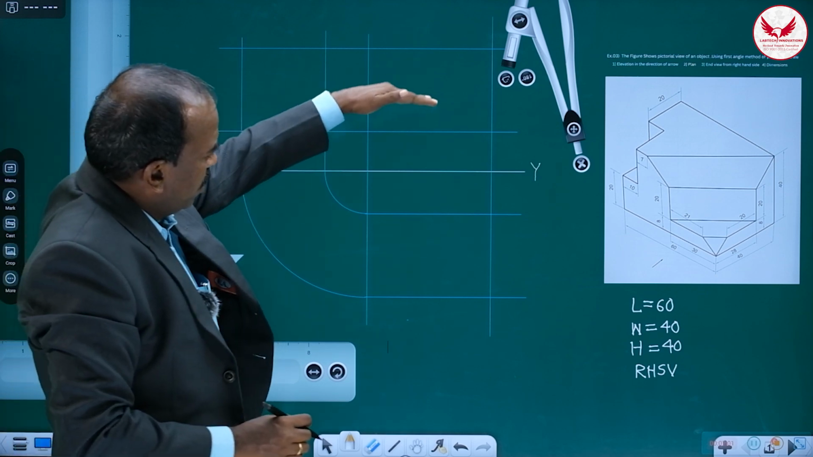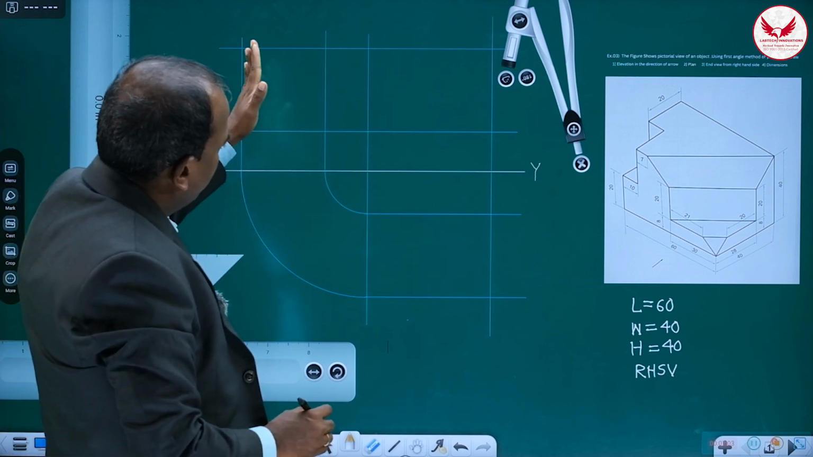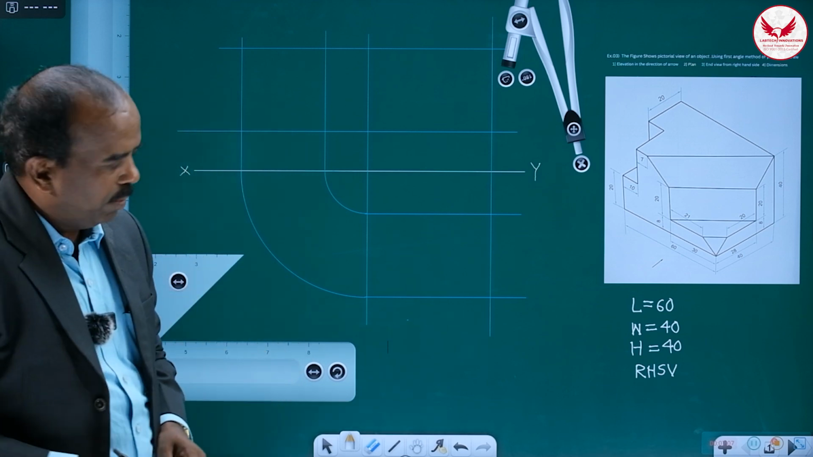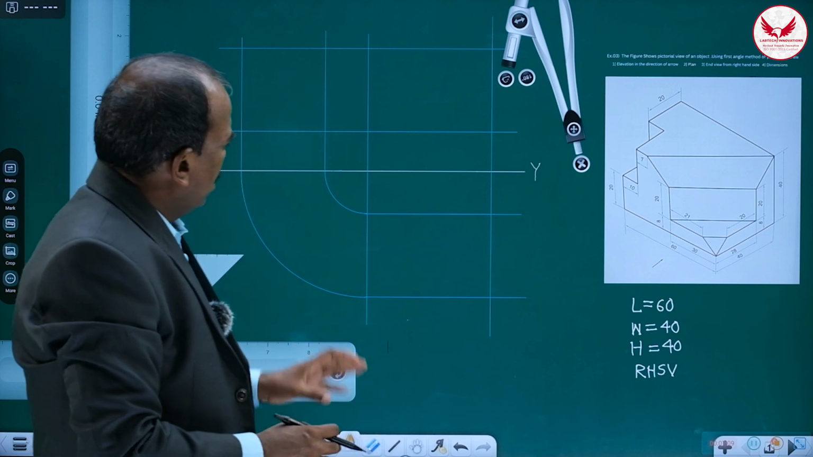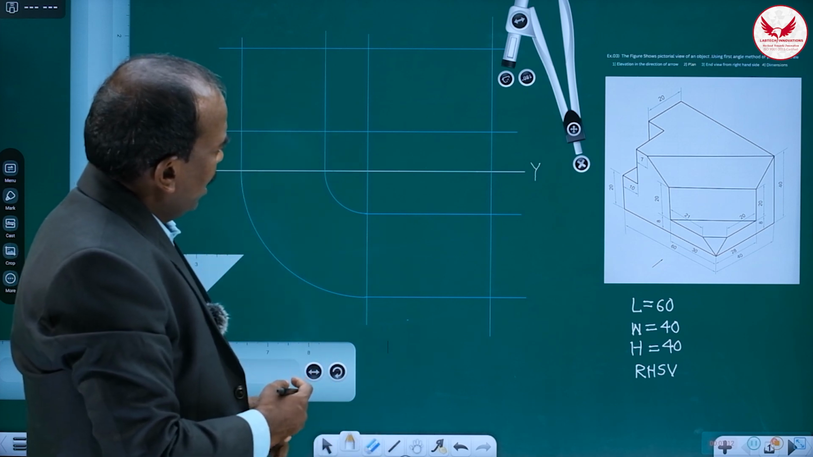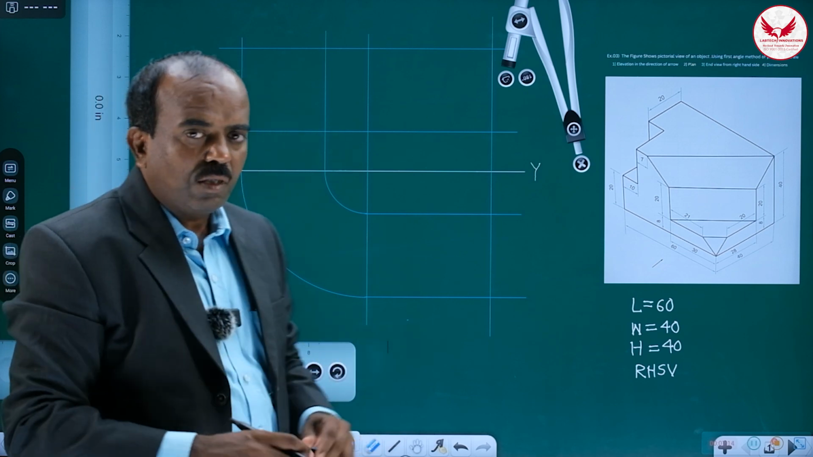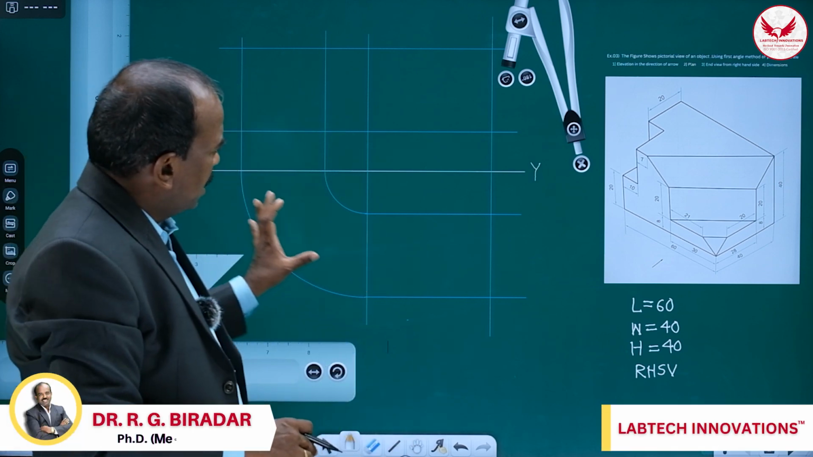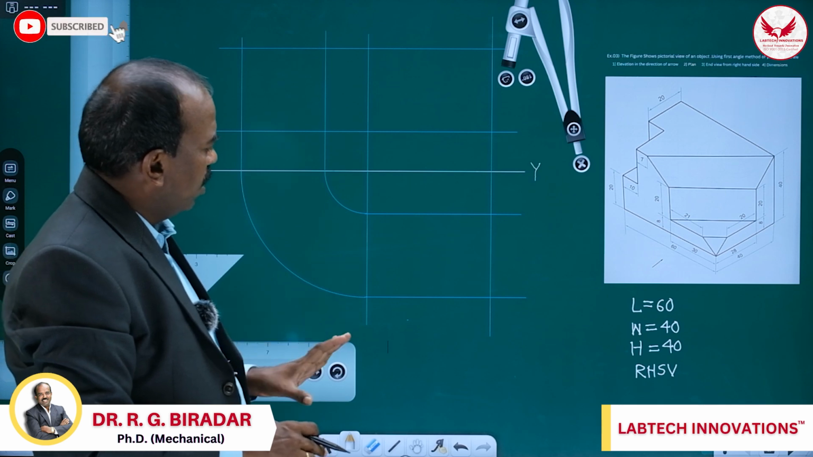This block is for the front view, this is for the top view, and this is for the right hand side view. The right hand side view by the first angle method of projection will be on the left hand. I always suggest that whenever you are drawing orthographic views, first draw all these 3 blocks, as they will help you a lot.